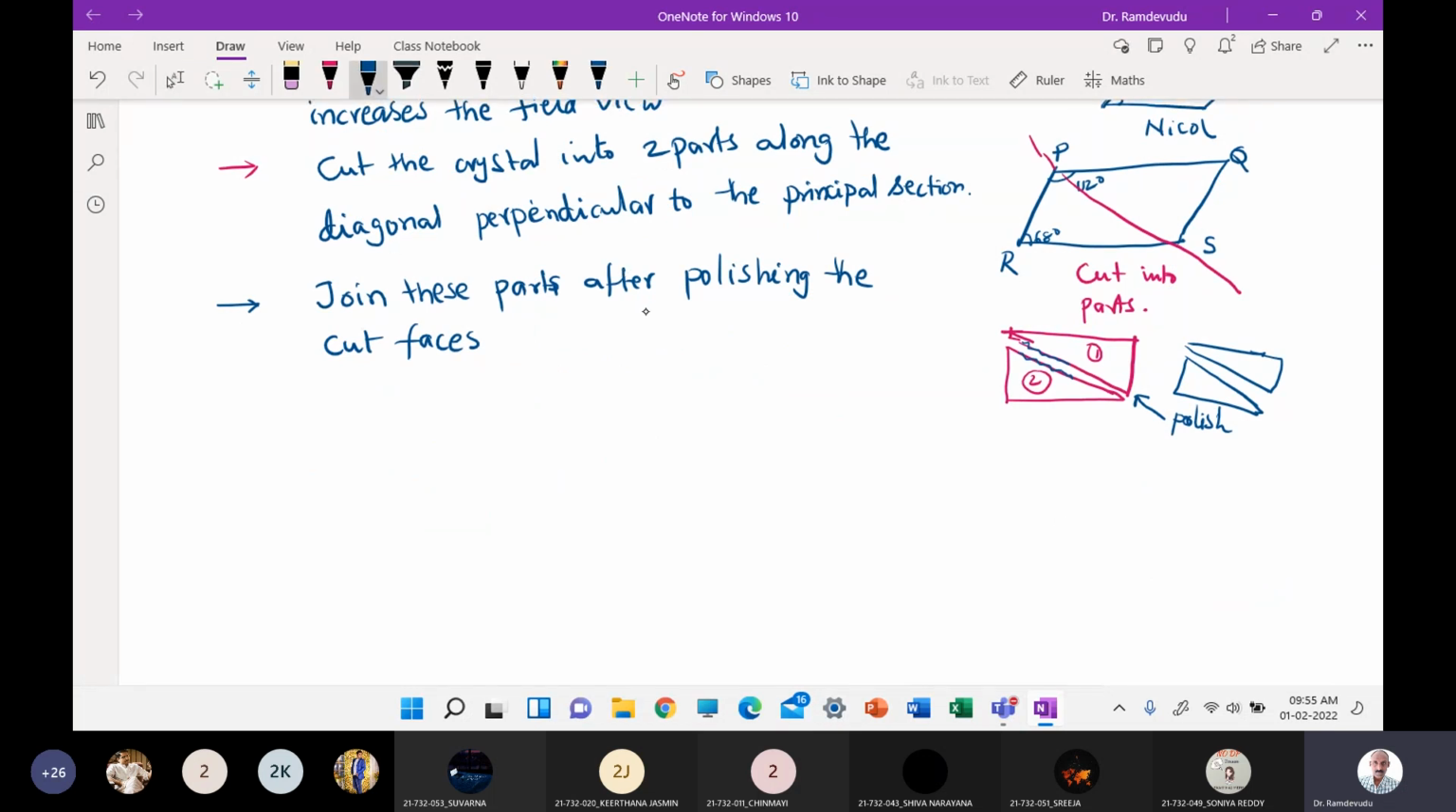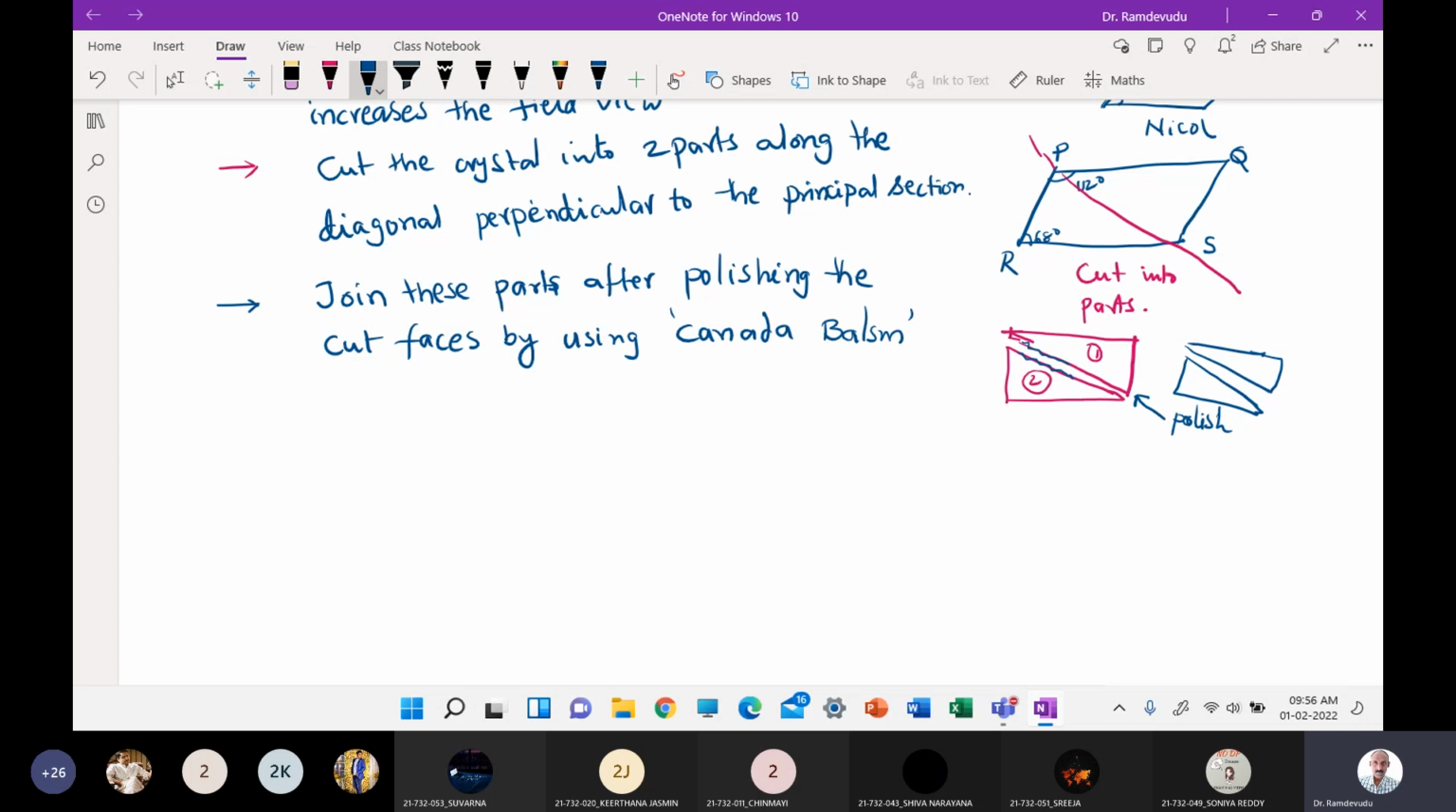Why am I joining them? I have to achieve, by some means, total internal reflection. That's why I am joining. To join them, I use a material called Canada balsam, after polishing the cut faces. Canada balsam is a gum-like transparent material, which has a refractive index that is important for getting total internal reflection.